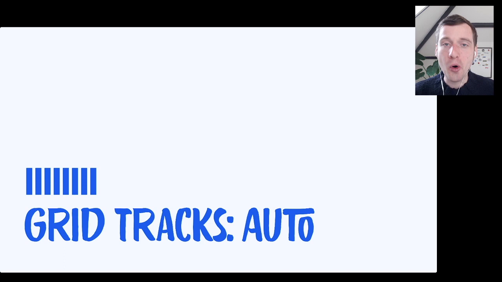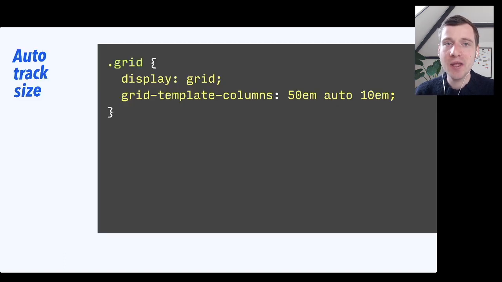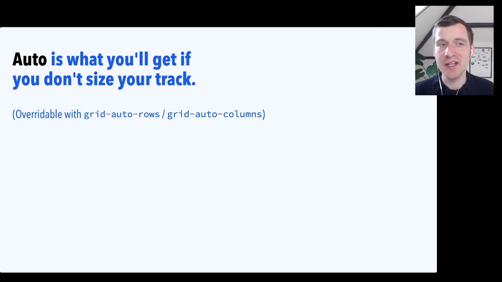And then we get to auto track sizes. Now, if you have a grid, you can define columns, so you can give one of your columns the auto keyword or multiple. But auto is also what you'll get when you don't size your tracks. So if you don't add any definitions for your track sizes, you'll also get auto-sized tracks. Unless you use grid auto rows or grid auto columns, then those are properties that you can use to override auto as the default size. But if you don't set grid auto rows or grid auto columns, you are going to get auto as the default size for your tracks.